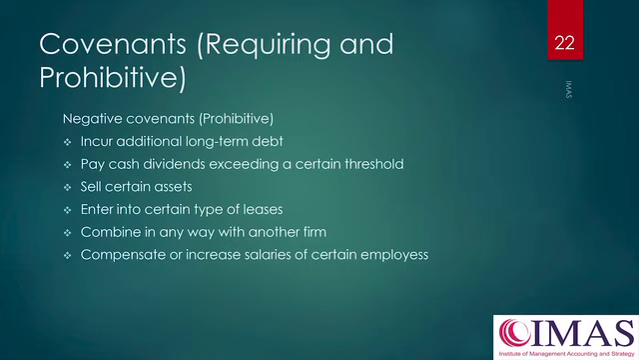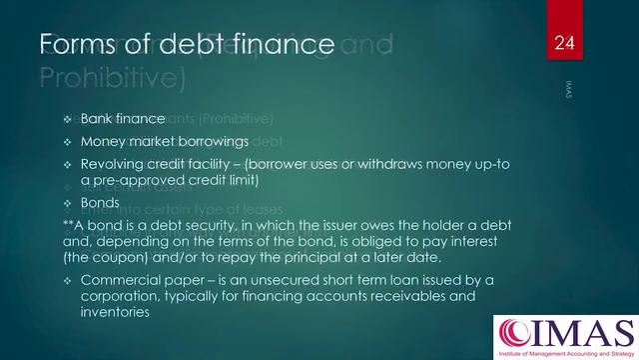So they might not be able now to just go to another bank and get loans because of this prohibitive covenant. Now on slide number 24, looking at forms of debt finance.